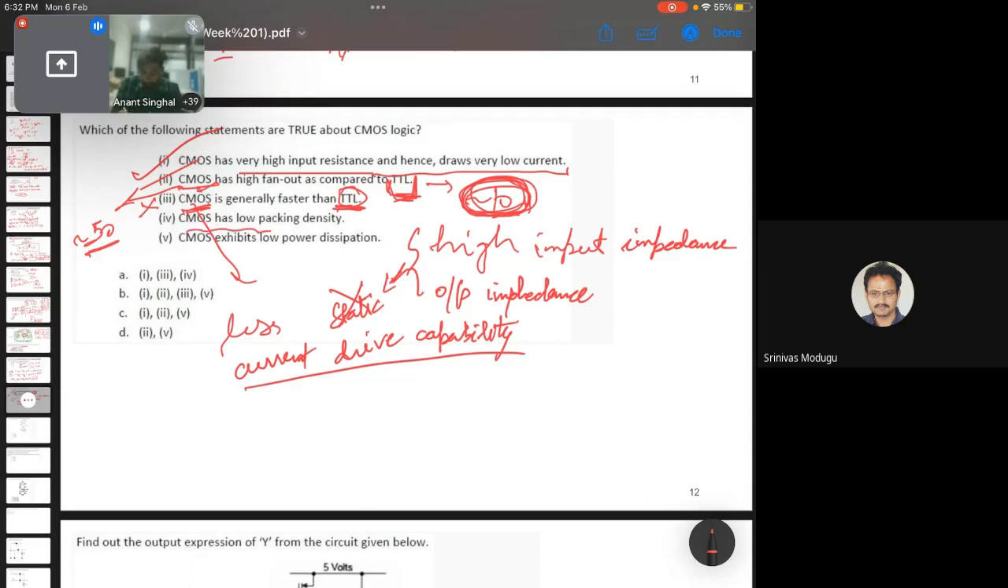Again, CMOS has a very high packing density. We know that in less space it can cover quite a large number of CMOS circuits, and as compared to TTL, since TTL is BJT based, BJTs obviously take more area compared to CMOS logic circuits. So this is also correct. It has lower power dissipation since there is no static power dissipation in this circuit. So the first, second, fourth, and fifth are correct.